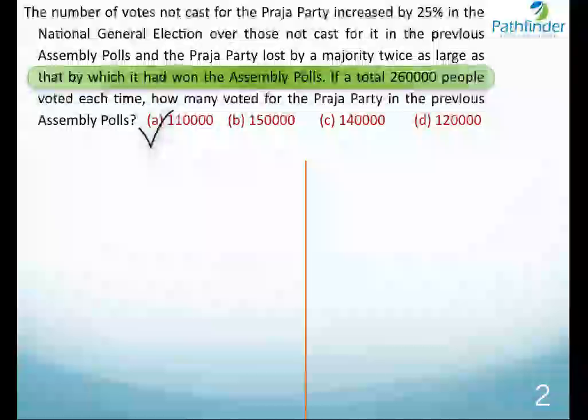1,10,000, that is option A. Option B is 1,50,000. Option C is 1,40,000. And option D is 1,20,000.